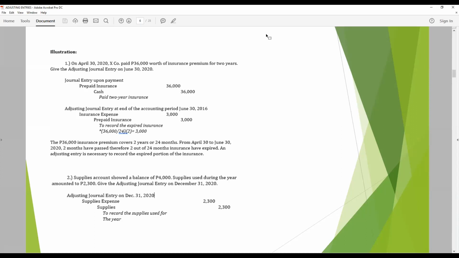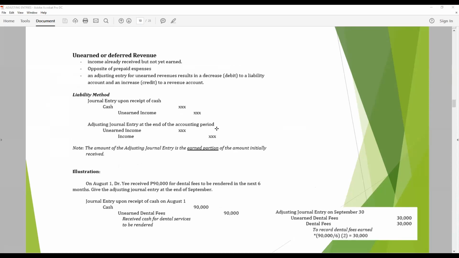Sorry, ma'am. Okay, thank you. Opo. So, clear na sa'yo. So, okay na to. Hindi na natin ibabalik. Opo. Okay na, ma'am. Thank you, ma'am. Sige. Ayan.